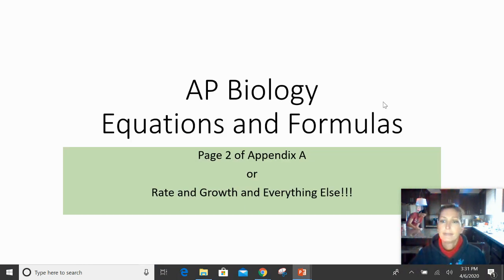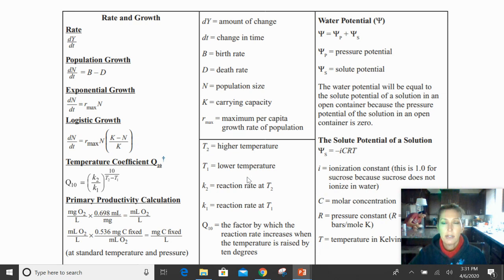Present. There we go. Like I said, this is page 2 of Appendix A. I call this rate and growth and everything else. This is your equation sheet where it's rate and growth. Of these equations, you will definitely see rate and be expected to understand rate. But a lot of these other ones, population growth, exponential growth, logistic growth, primary productivity, those actually came in Unit 7, Unit 8. So I do not expect to see those on this year's test.